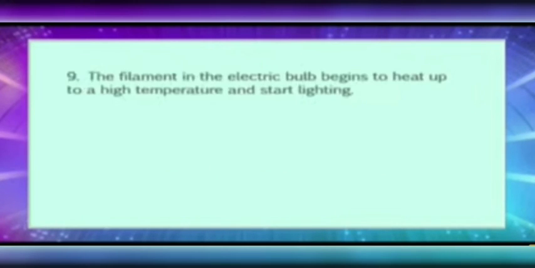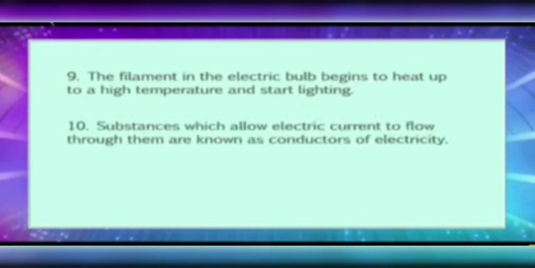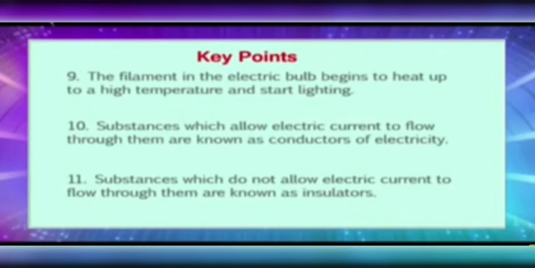The filament in the electric bulb begins to heat up to a high temperature and starts lighting. Substances which allow electric current to flow through them are known as conductors of electricity. Substances which do not allow electric current to flow through them are known as insulators.